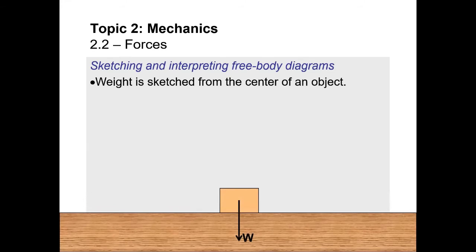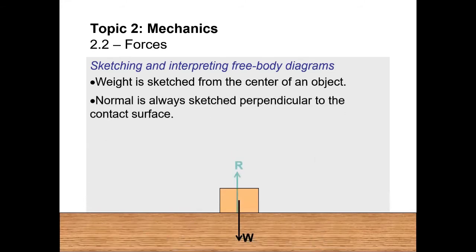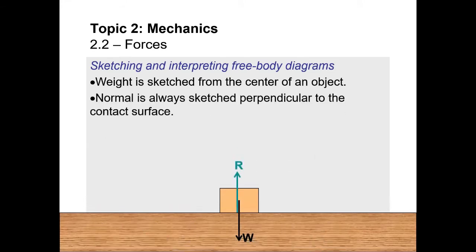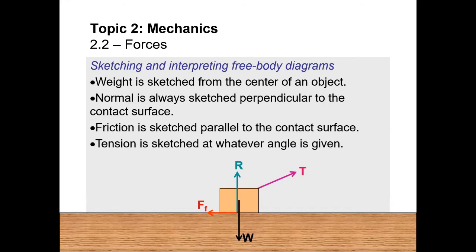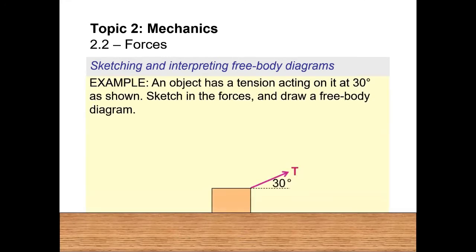Weight is sketched from the center of an object. Normal is always sketched perpendicular to the contact surface. Friction is sketched parallel to the contact surface, and tension is sketched at whatever angle is given. An object has a tension acting on it at 30 degrees as shown. Sketch in the forces and draw a free body diagram.